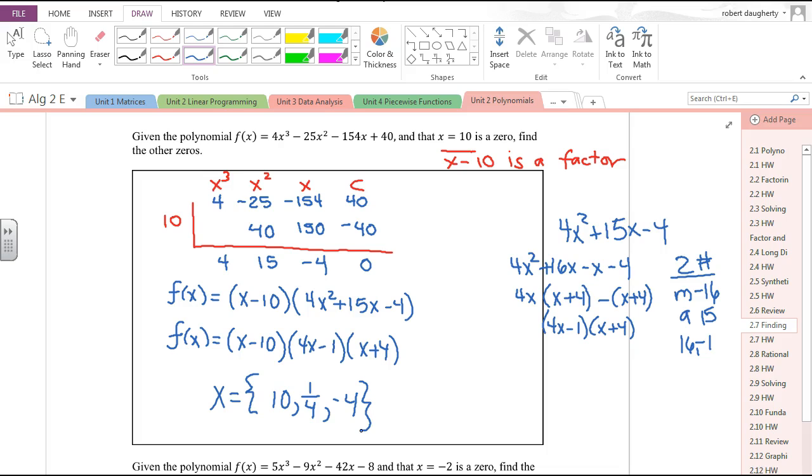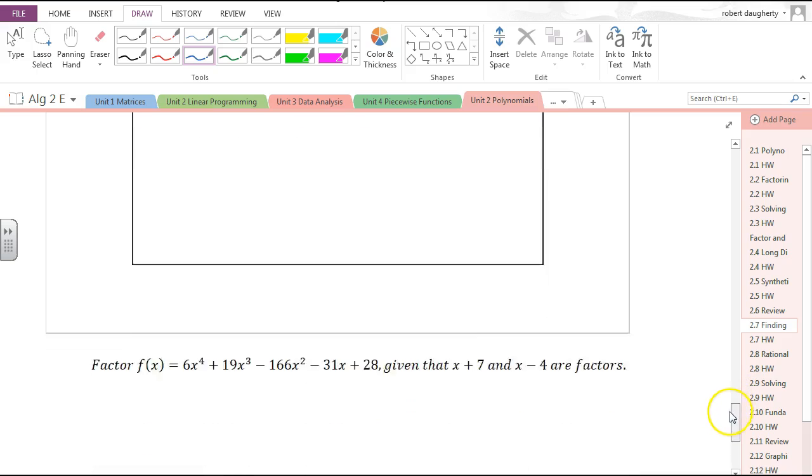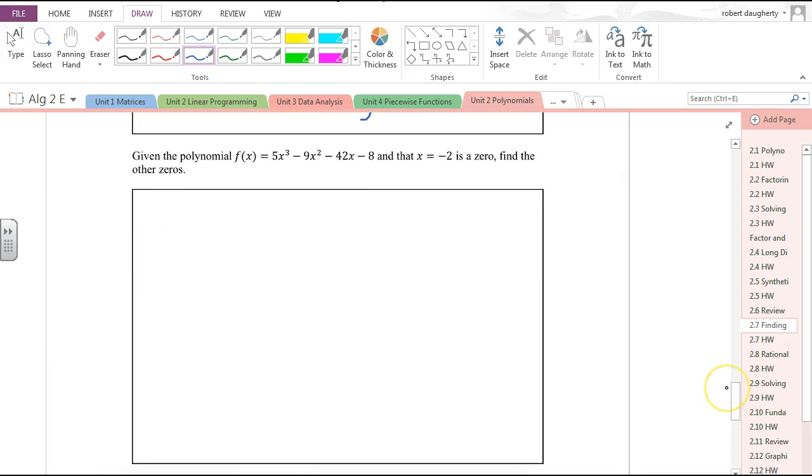Okay, fairly straightforward, right? Why don't you guys work the next one, okay? So the next one you can work on your own, and then we'll group back and see what we get.